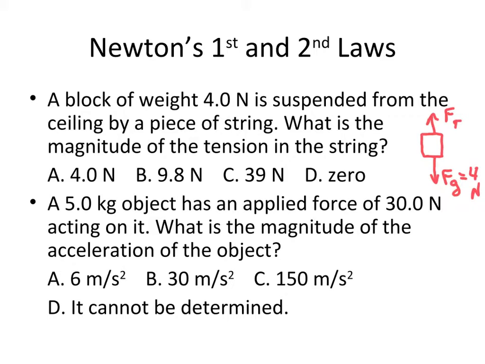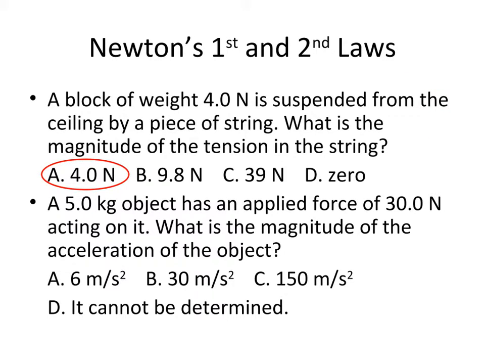The block is suspended from the ceiling and it's not moving. And so if it's not moving, that means that its acceleration is 0. If its acceleration is 0, Newton's second law tells us that the net force acting on the block must also be 0. So if the net force is equal to 0 for the block, that means that the magnitude of the force of tension has to be the same as the magnitude of the force of gravity or the weight.